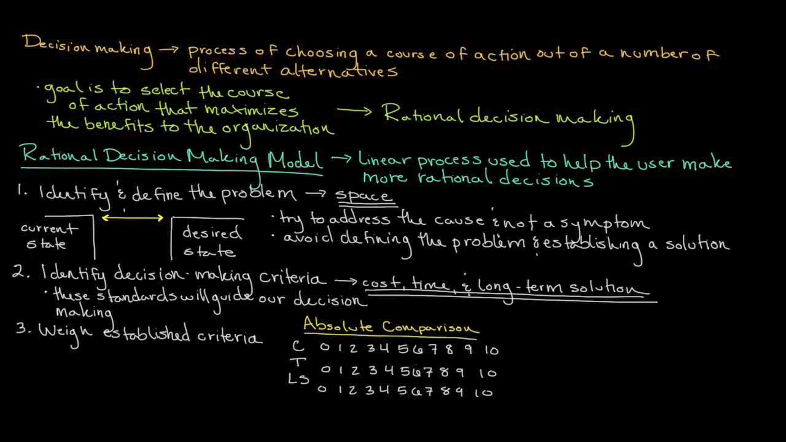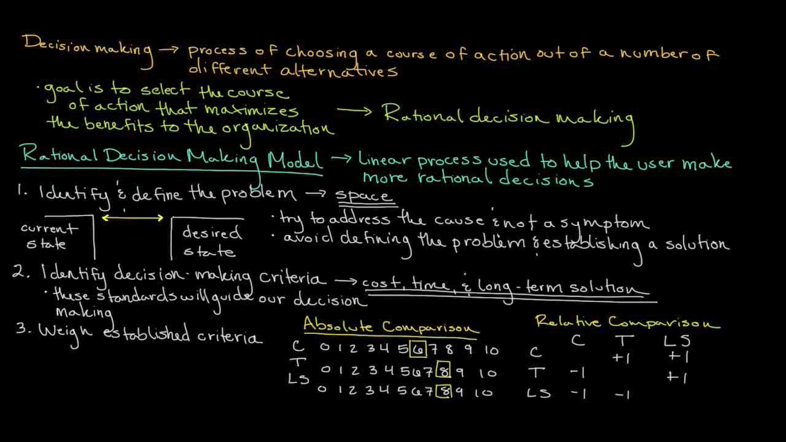Applying absolute comparisons to our example, we may rate cost as a 6, time as an 8, and whether or not the solution permanently solves our problem as an 8. Another method of weighing criteria is to use relative comparisons. Relative comparisons involve actually comparing each criteria with another. So by rating each criteria against one another, we obtain an understanding of the criteria that are most important to us. This can be useful when attempting to weigh criteria that receive similar ratings under an absolute comparison.